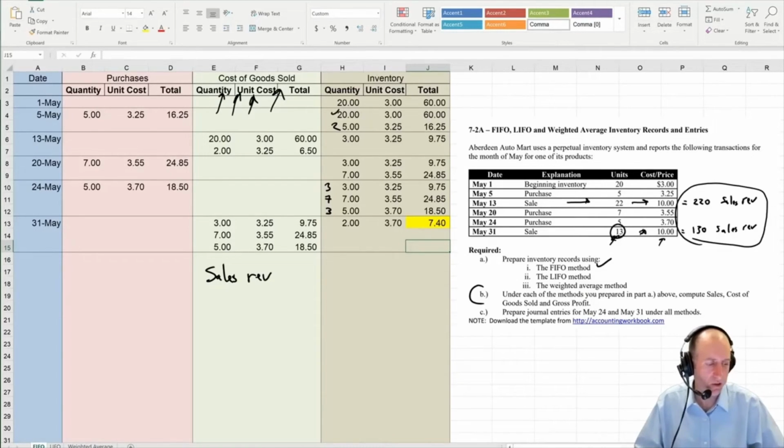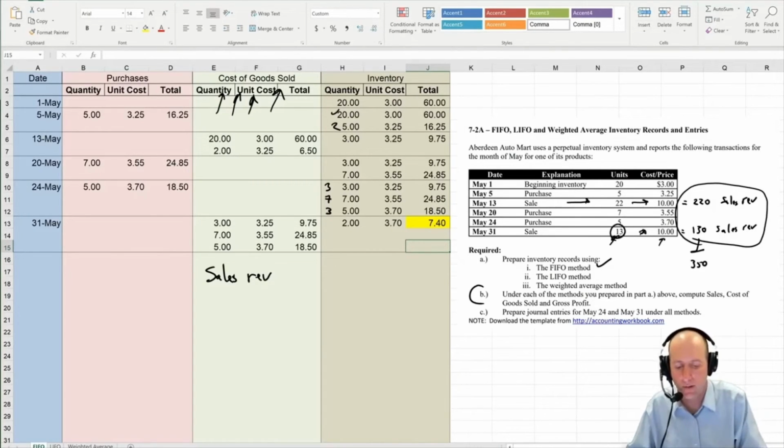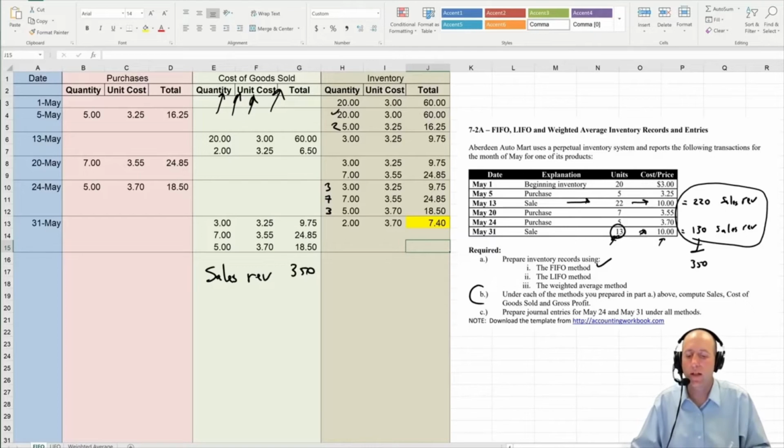So our total sales revenue for the month is the units sold times the dollar that they sold for. So 22 times 10 is 220. 13 times 10 is 130. 220 plus 130 gives us total sales here of $350. So our sales revenue is $350.